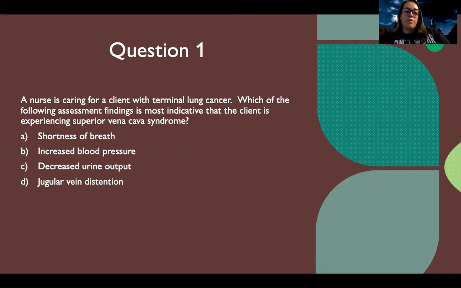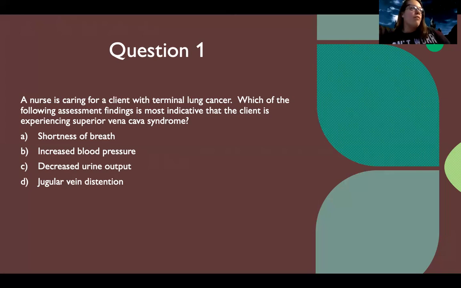Shortness of breath. Now, for A, that's a pretty good distractor, because a lot of students might choose this one, thinking lung cancer, something going on up here in the chest. But is it the most specific thing? When we think superior vena cava syndrome, is our first thought that they're going to be short of breath? When it says most indicative, we're thinking hallmark symptoms that say, that's most likely superior vena cava syndrome. Their shortness of breath could be related to their cancer, but it's not closely tied with superior vena cava syndrome.